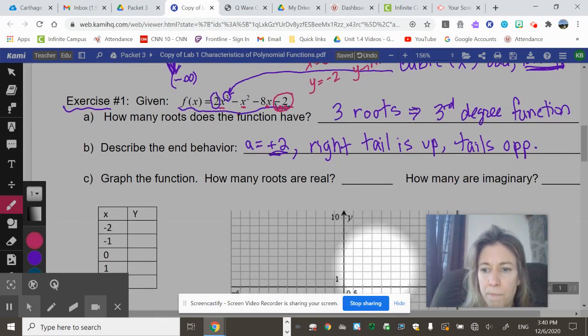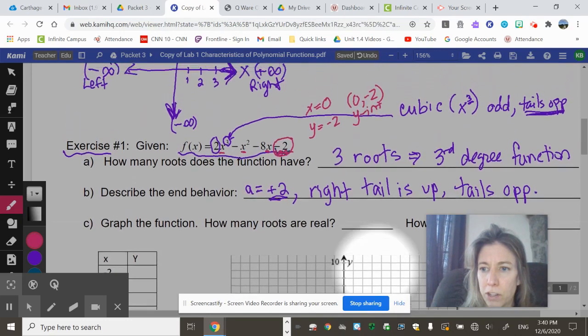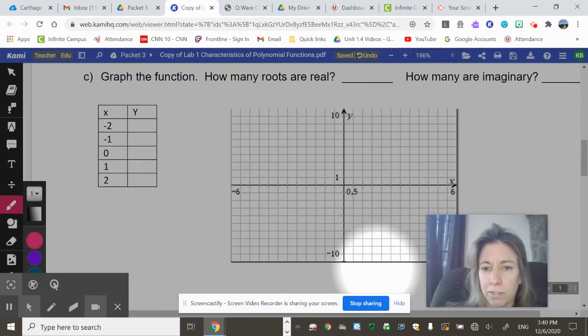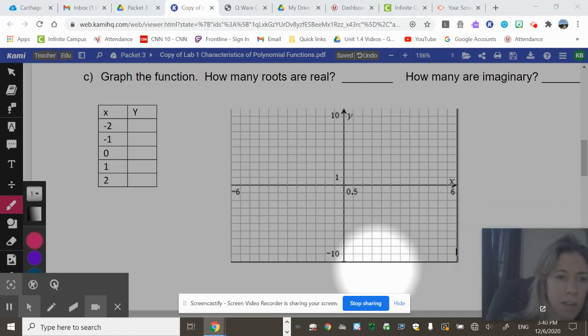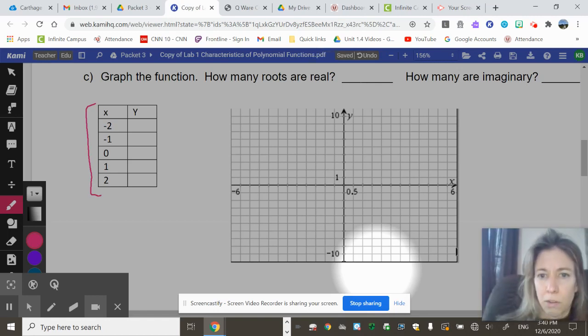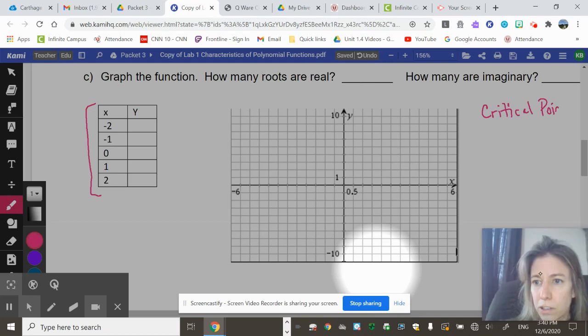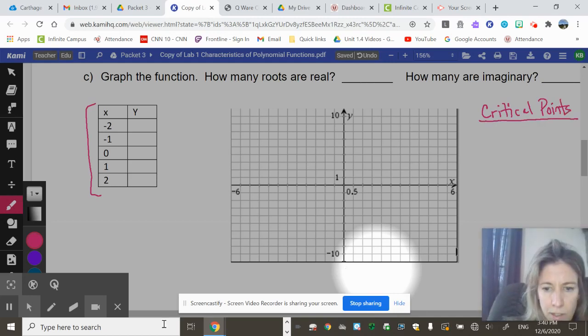Now we're going to use a graphing tool to actually graph this. And when we're graphing it, we have to be very precise. So we're going to fill in the table with these specific points, and then we're going to actually add more points, and we call these points critical points. So we're going to fill in the chart, and then we're going to list some critical points.